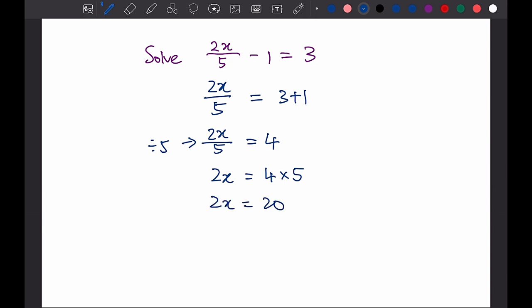Then last of all, this is 2 times. That means on the right hand side it's going to become divide by 2. And 20 divided by 2 gives me 10.